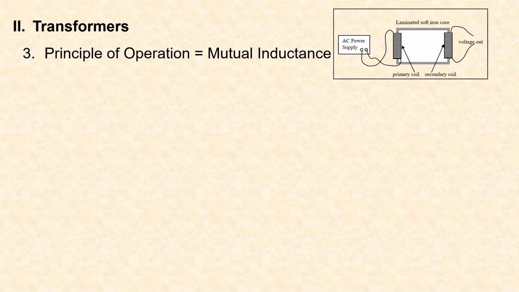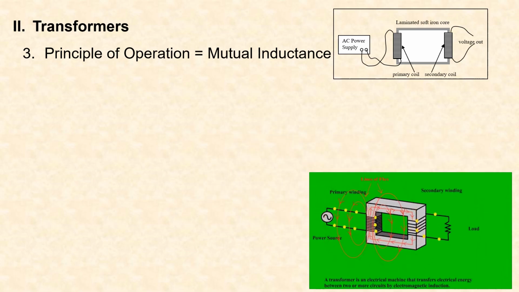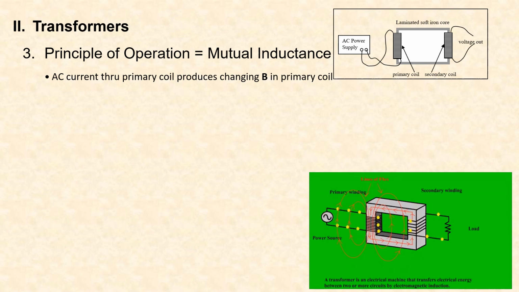The secondary coil provides the output voltage, and you will notice that running in the middle of both of these coils is a laminated soft iron core. The purpose of that is to link the magnetic flux of the primary coil with the secondary coil. We want as many of those magnetic field lines as possible generated in the primary coil to actually penetrate that secondary coil. So as we said, the principle of operation is, there is nothing new here. It's the principle of mutual inductance.